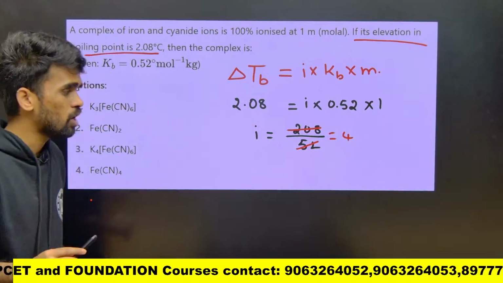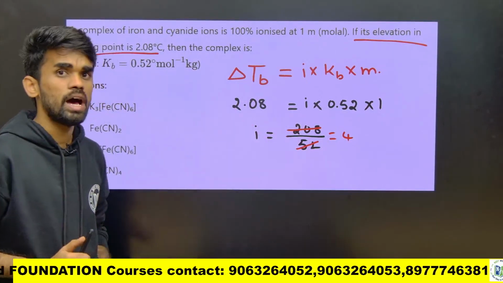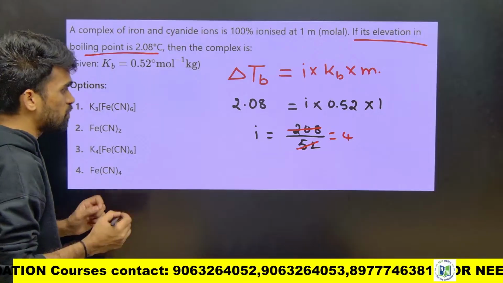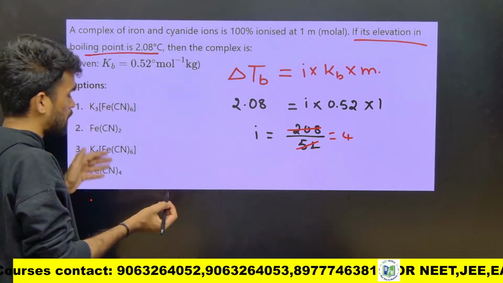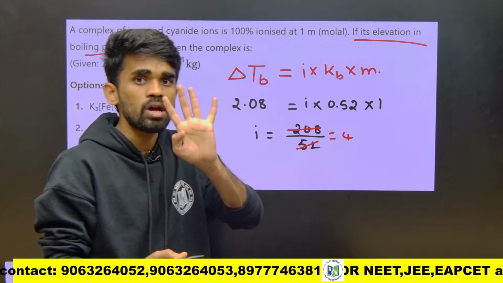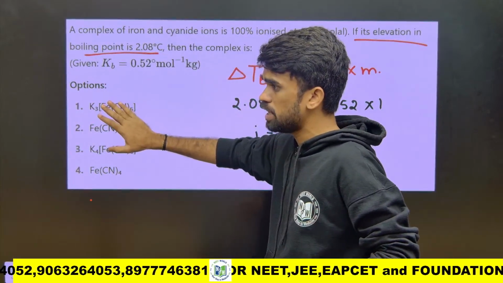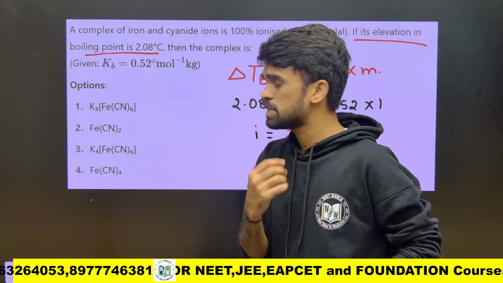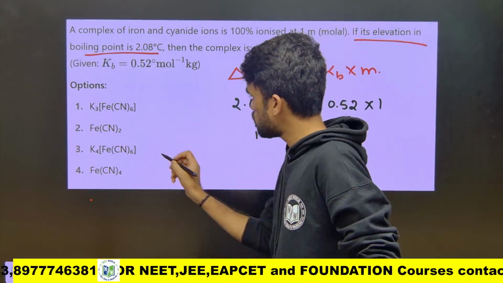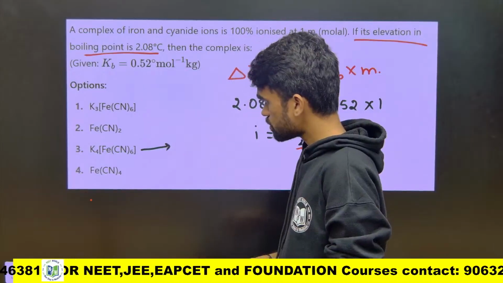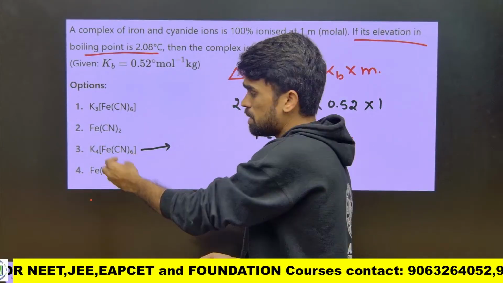So what is the value of i? The i value is 4. I value is 4 means after dissociation of these complexes, we should get 4 ions. Whenever we place these complexes in the aqueous medium, we should get 4 ions from them. For example, see, I am keeping this particular complex in the water.